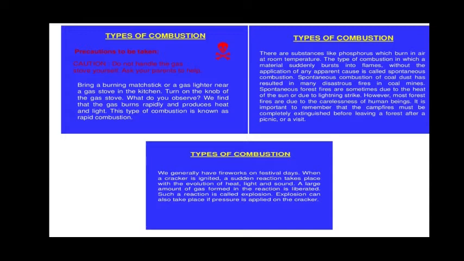The third type is explosion. We generally have fireworks on festival days during Diwali and all. So when a cracker is ignited, a sudden reaction takes place with the evolution of heat, light and sound. A large amount of gas formed in this reaction is liberated, and this type of reaction or combustion is called an explosion. Explosion can also take place if pressure is applied on the crackers. So these are the three different types of combustion.